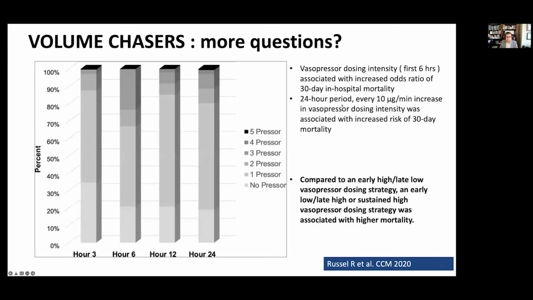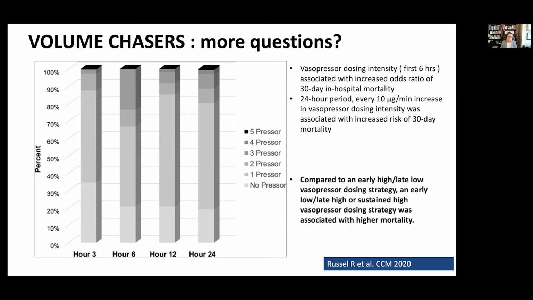Volume chasers was an important study that was done by the SCCM group, and actually gave us quite a lot of ideas, but still left some questions unanswered. So what volume chasers answered was that vasopressor dosing intensity within the first 6 hours was associated with an increased odds of 30-day hospital mortality.